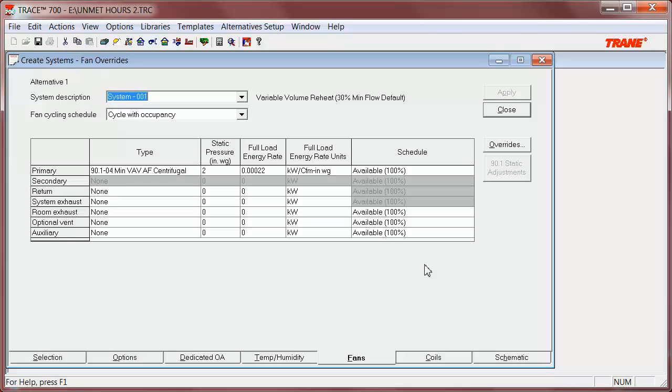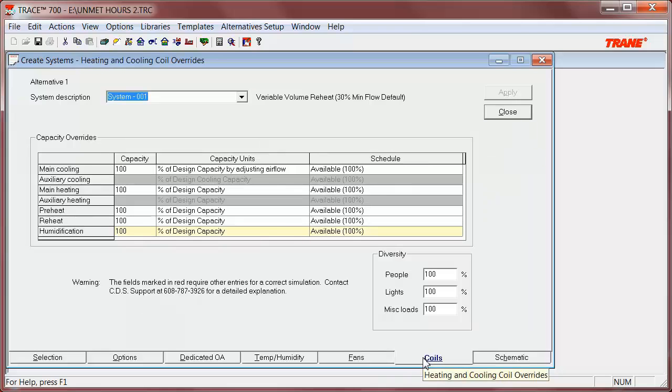Trace has fan control options allowing the program to intelligently cycle the fan to meet changing load conditions. Avoid scheduling fans manually because the simulation may not match up with the expected fan operation schedule. Leaving the fan schedule set to available 100% and applying a fan cycling schedule provides the most accurate method for controlling the fan operation. The same can be said for the Coils tab, where each of the coils schedule is best left as available 100%. Scheduling a fan or coil as something other than available 100% can quickly lead to a high number of unmet hours.